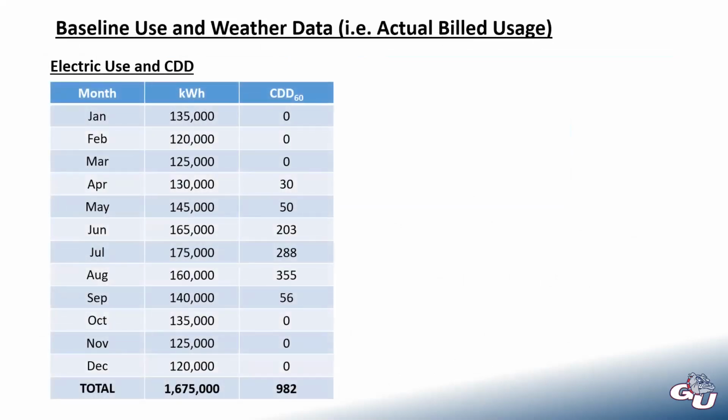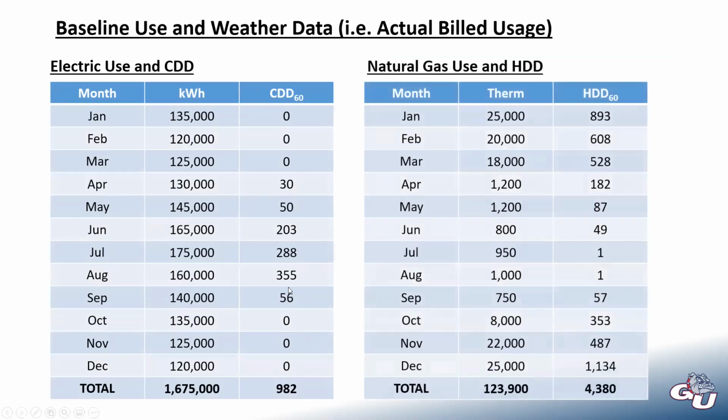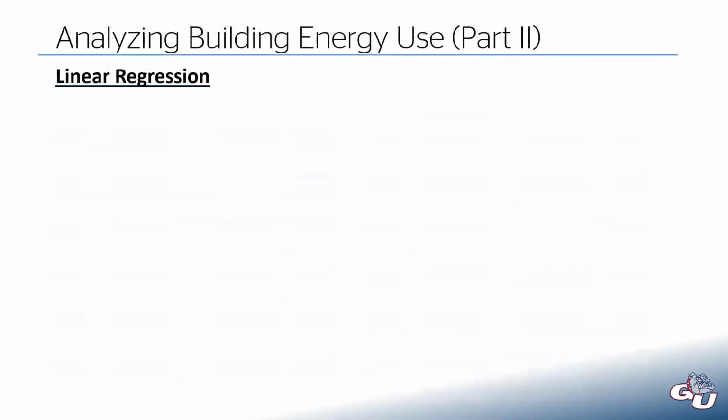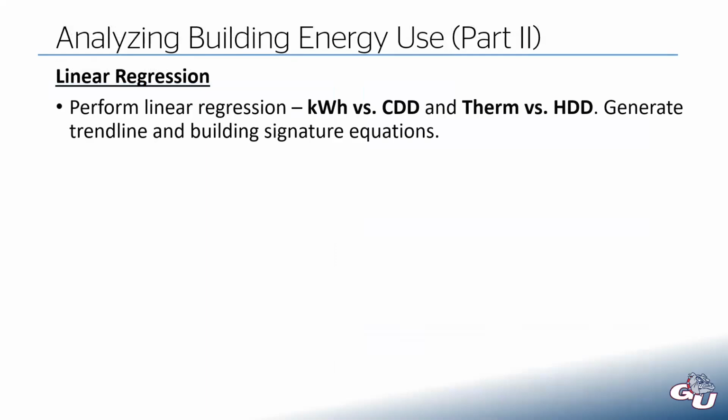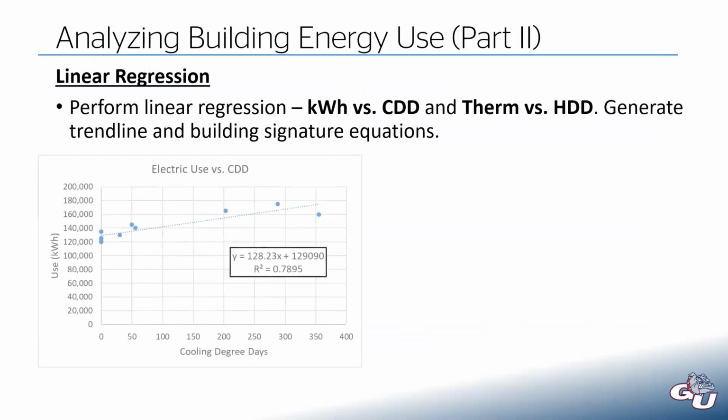So this is their electric use and associated cooling degree days at a 60 degree balance point. You can see, as expected, you get a bump in cooling degree days in the summer months, and then in the winter it trails to 0. On the heating side, you have the opposite, where you have a lot more heating degree days in the winter months, and essentially no heating degree days in the summer. So that's as expected. And now we perform that linear regression on both of these data sets, generate that trend line, get our equations.